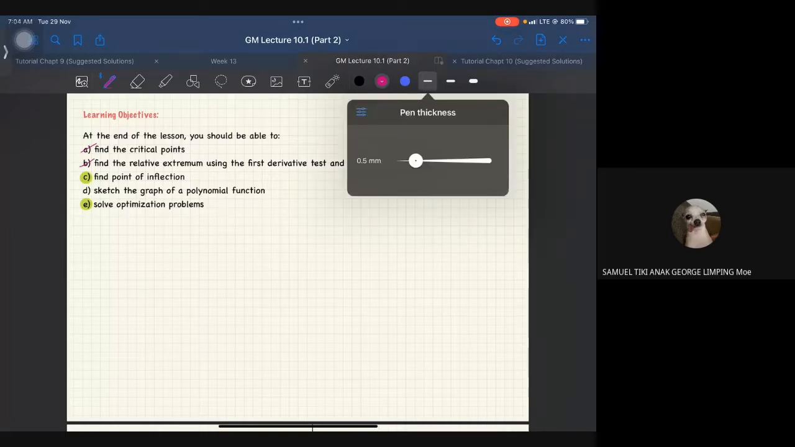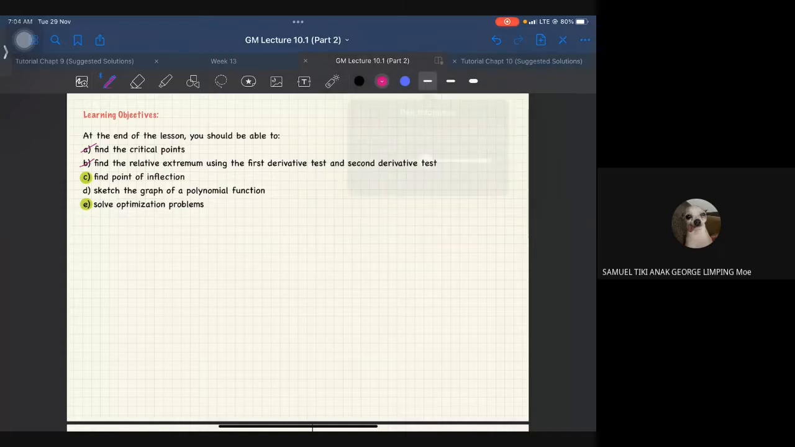Okay, so in today's lesson kita nak belajar lagi dua benda. Another two learning objective. The first one is finding point of inflection, and the second one is solving optimization problems. The last part yang D ni, sketching the graph of a polynomial function, nanti saya akan ajar dalam kelas kita esok lah.